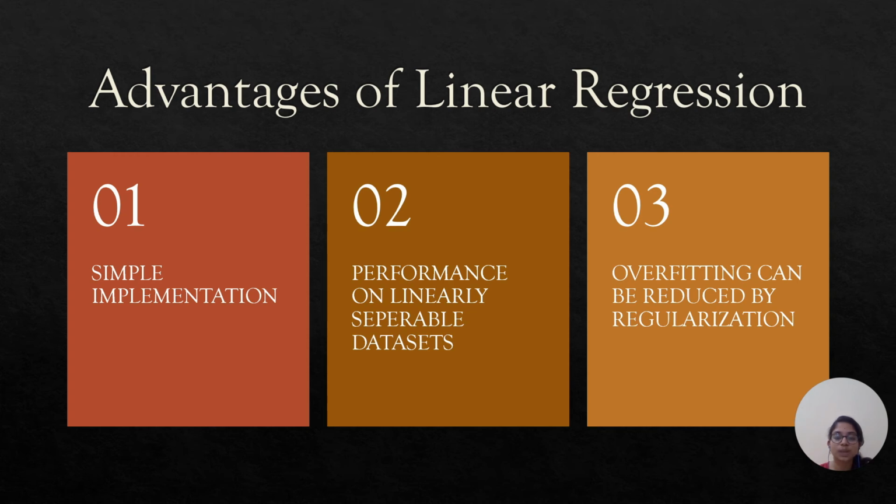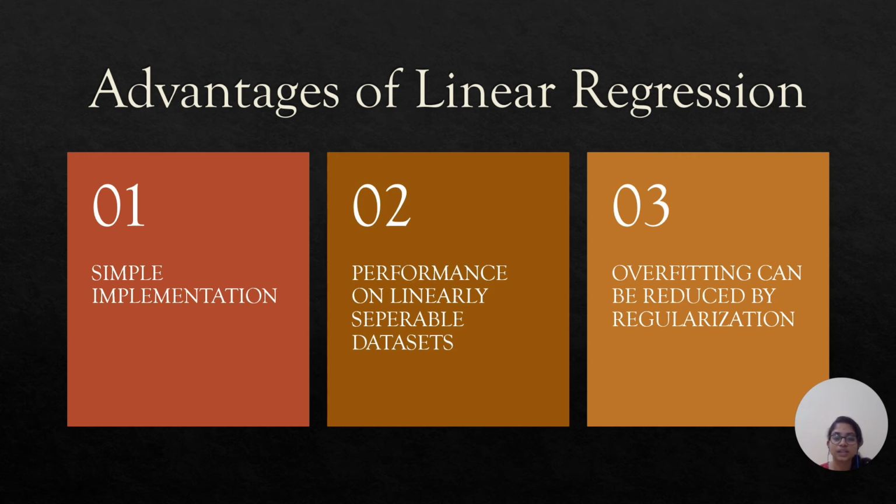Performance on linearly separable datasets. Linear regression fits linearly separable datasets almost perfectly, and it's often used to find the nature of the relation between variables. And overfitting can be reduced by regularization. Overfitting is a situation that arises when a machine learning model fits a data set very closely and hence captures the noisy data as well. This negatively impacts the performance of the model and reduces its accuracy on the test set.